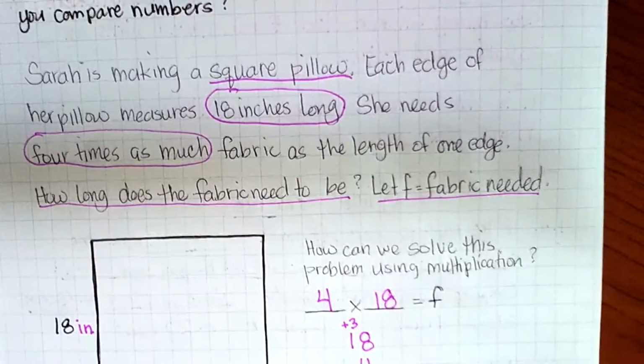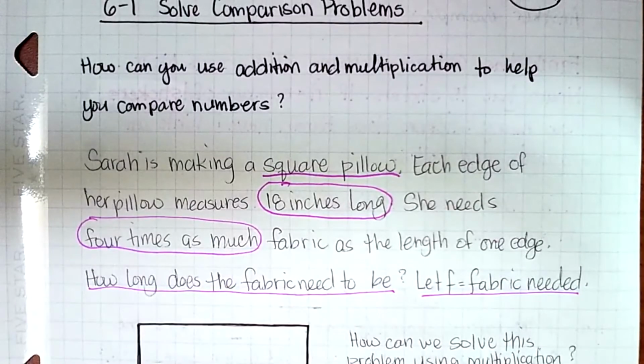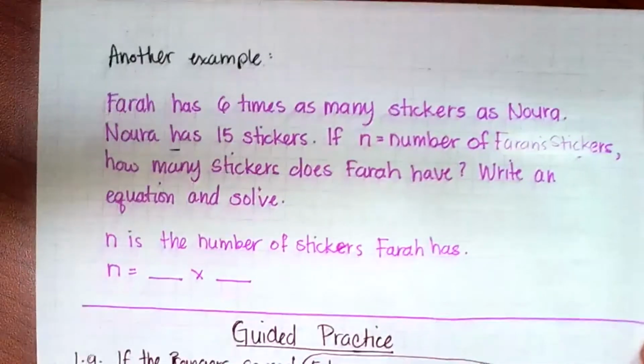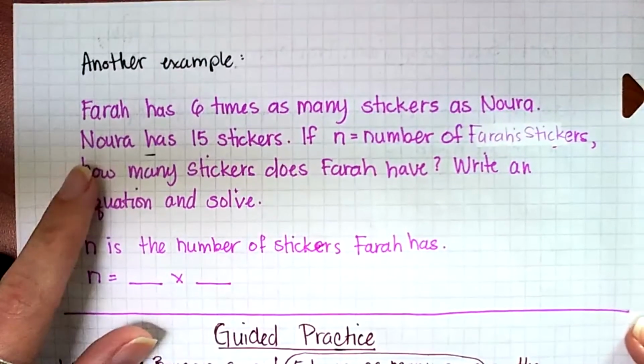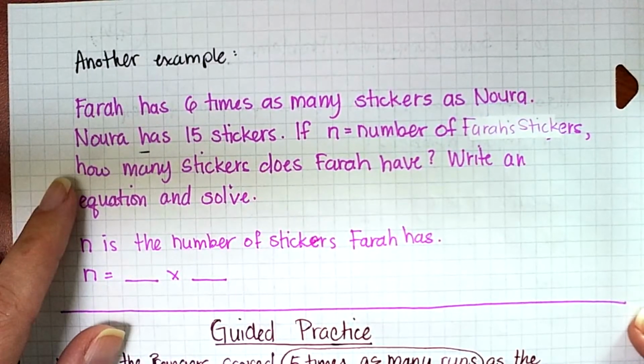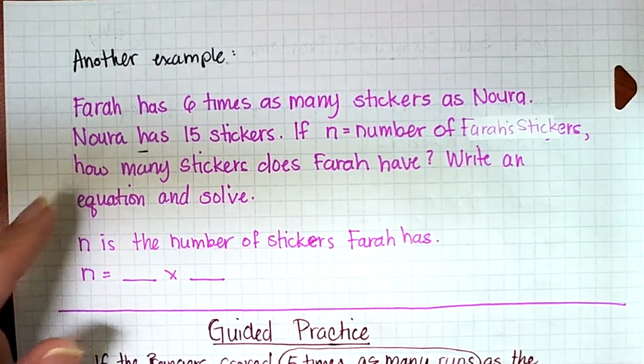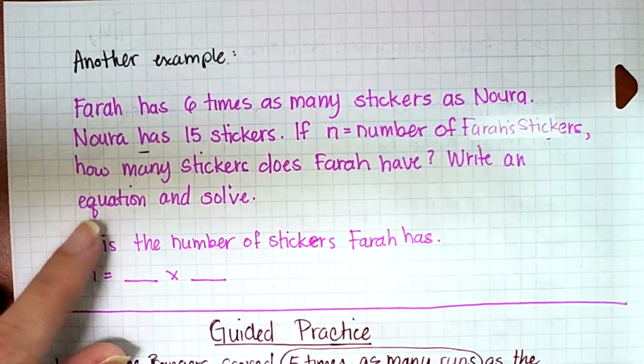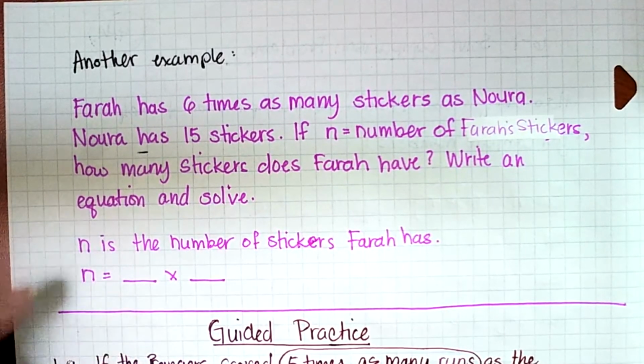Let's go ahead and take a look at another example, another way that we can solve using multiplication and addition. So if I said Farah has 6 times as many stickers as Noura. Noura has 15 stickers. Let F equal the number of Farah stickers. How many stickers does Farah have? Write an equation and solve.